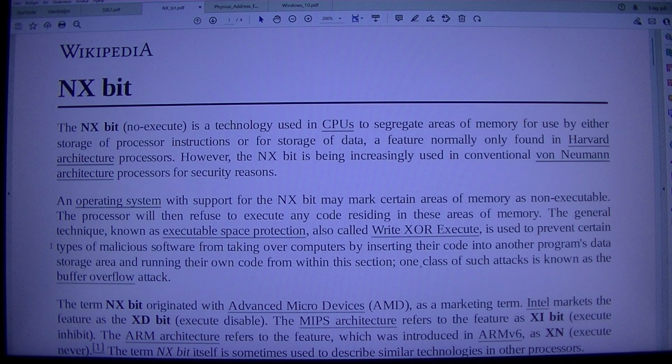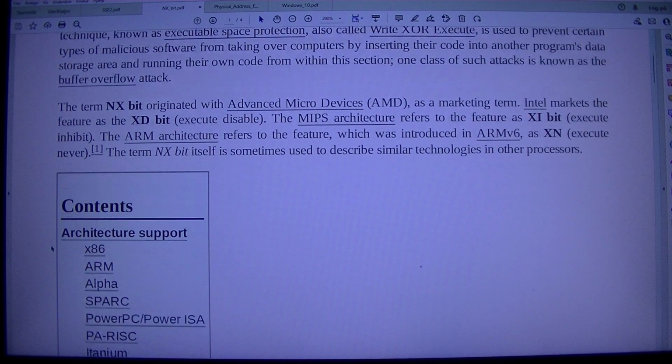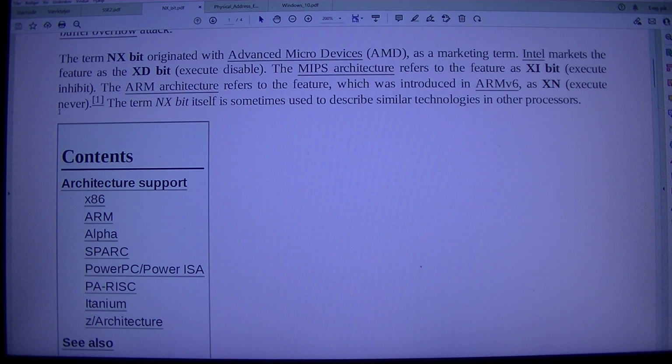The term NX bit originated with Advanced Micro Devices, AMD, as a marketing term. Intel markets the feature as the XD bit, execute disable. The MIPS architecture refers to the feature as the XI bit, execute inhibit. The ARM architecture refers to the feature, which was introduced in ARMv6, as XN, execute never. The term NX bit itself is sometimes used to describe similar technologies in other processors.